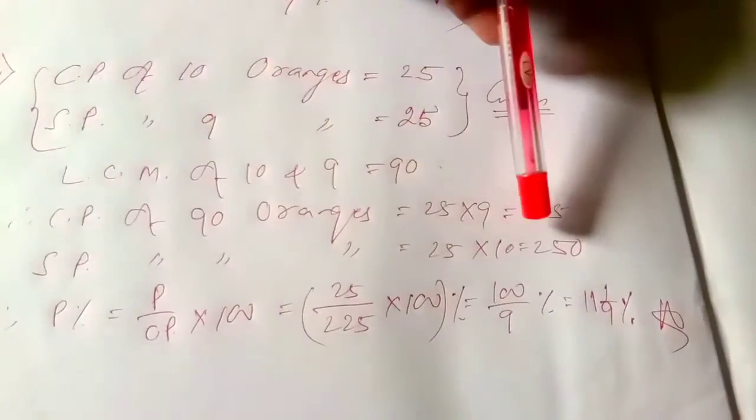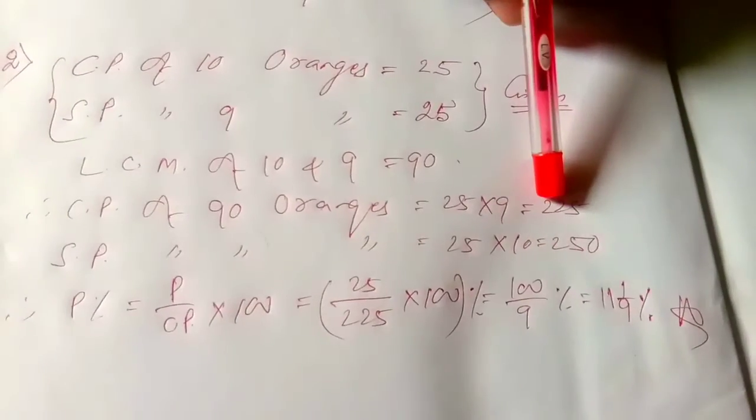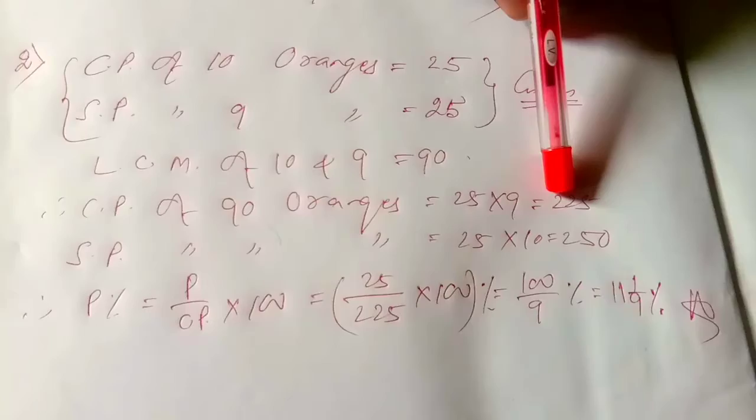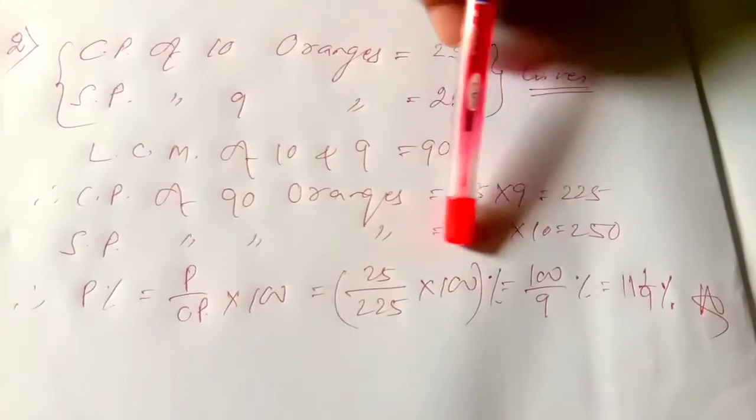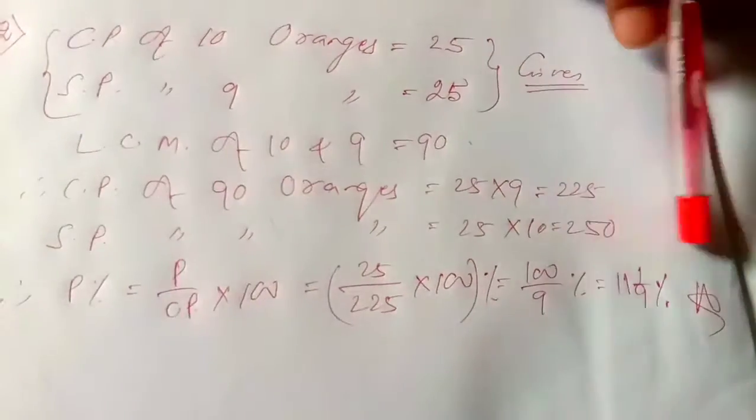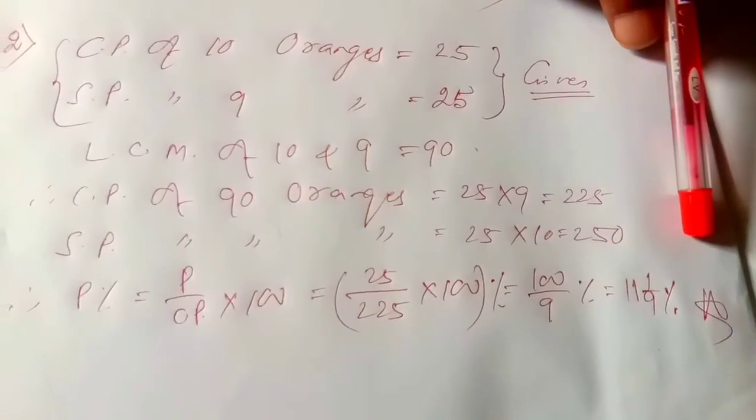So what is the profit? Selling price minus cost price, so the profit is 25. The profit percent formula is profit by cost price into 100. Putting the values, you get 100 by 9, which means 11 1 by 9 percent. Let us go to the next one, number 3.